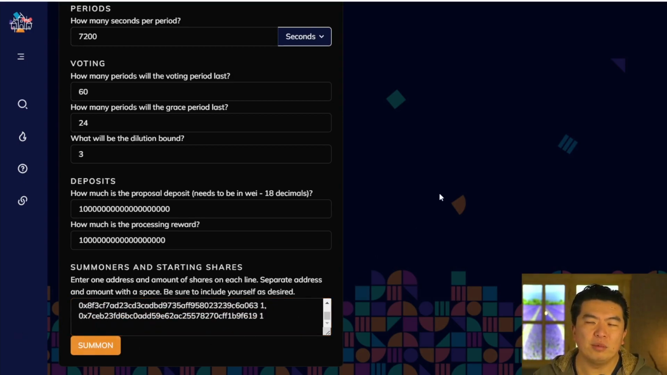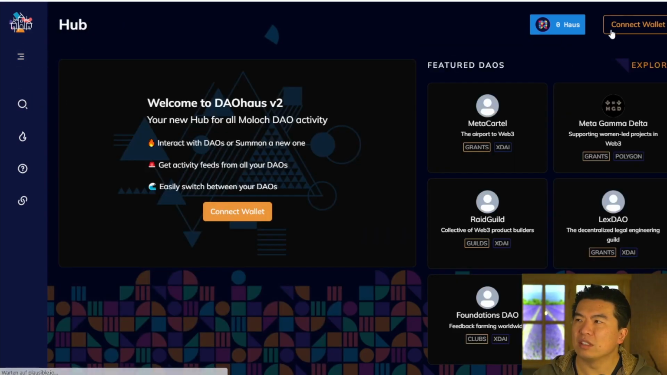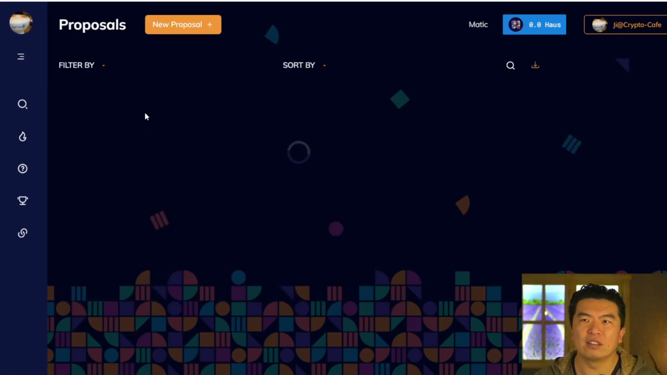And then you just click summon. It takes a little bit of time, and of course the transaction needs to go through. You have to approve it and so on. And then you will get your own DAO. Let me just log in. So then you can see your own DAO here, right? If it's created properly, and you can just get into it.